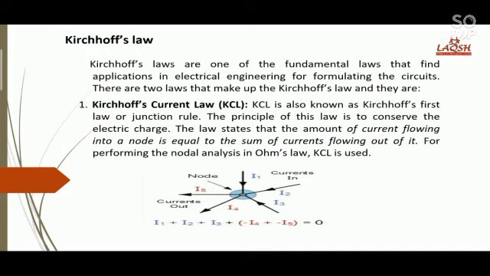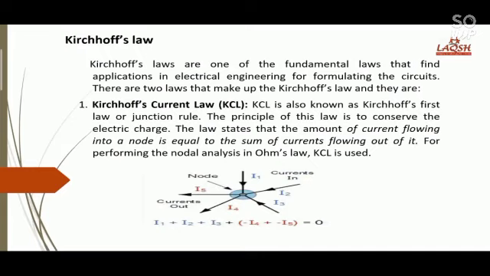What it means is incoming currents. For example, in the given figure, I1, I2, and I3 represented in blue are the incoming currents, coming towards this node. A node is a point where one or more branches meet, and I1, I2, and I3 are coming towards the node, and these are termed positive. I1 is positive, I2 is positive, and I3 is positive. We can also take them negative if we consider incoming currents as negative and outgoing currents as positive.